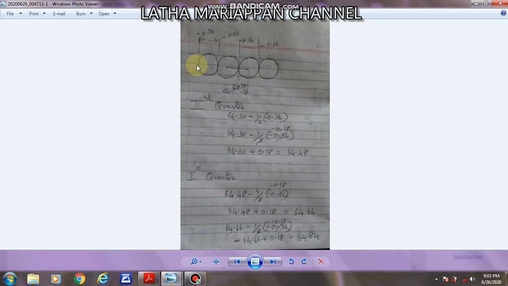Now we want the first quarter, no? Take this 64.66 minus half of minus 0.36. Again, 2 and this minus 0.36, if you cancel, you will get minus 0.18, and if you add, you will get 64.66 plus 0.18, which is 64.84. This is for the first quarter. So now I found the second quarter and I found the first quarter. Is it clear? So this 64.30 is the middle of this one.